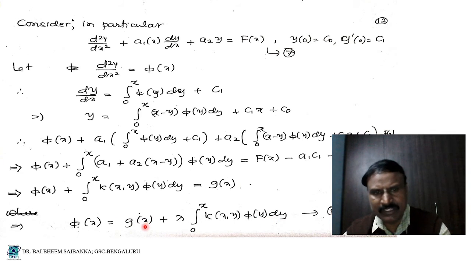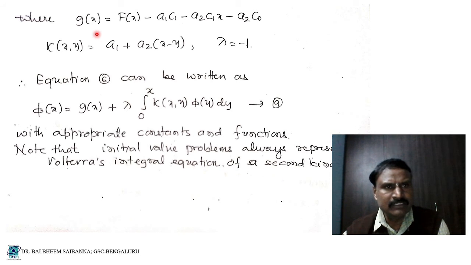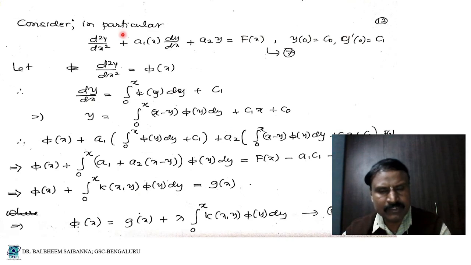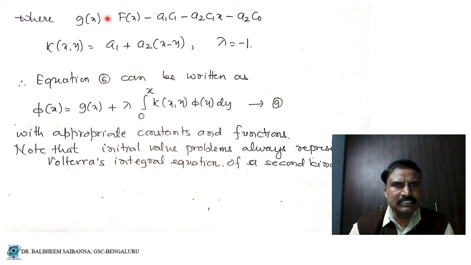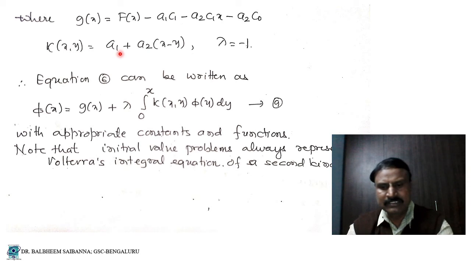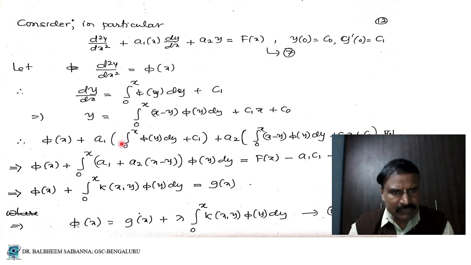Call this equation number 8, where g of x is, what is g of x? This is totally g of x. What is k of x comma y? What is pi of x? Pi of x is equal to g of x plus lambda integral 0 to x k of x comma y pi of y dy. What is g of x? It is f of x minus a1 c1 minus a2 c1x minus a2 c0. What is k of x y? The kernel. Just compare this, and we will get it.